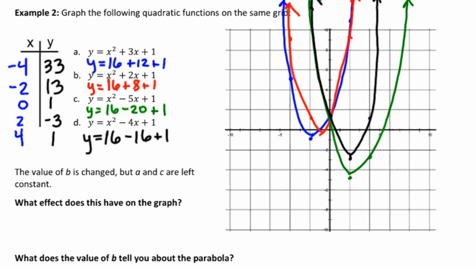All right. So to answer some of the questions, the value of b is changed, but a and c are left constant. So in our last graph example 1, we were changing our a values. Here we left our a and our c's the same. We always had an x squared plus something plus 1. So our b values were changing here. What effect did this have on the graph? So what we want to see is we can see it's moving left and right. So it moves left and right or up and down.